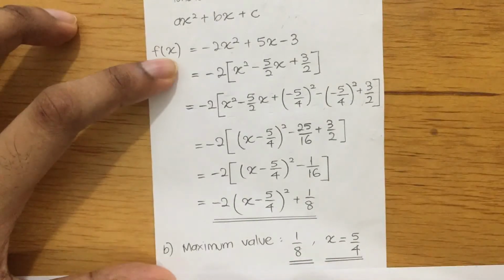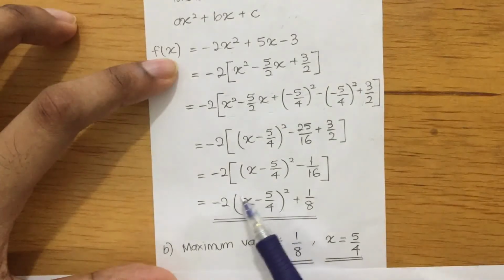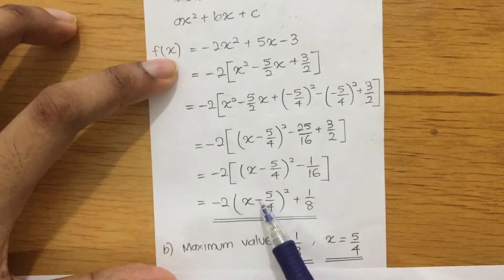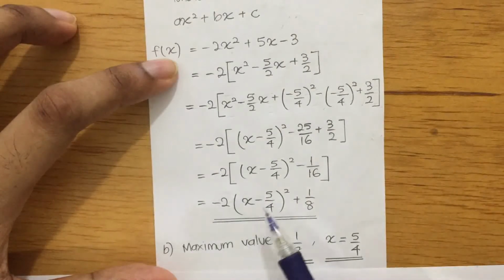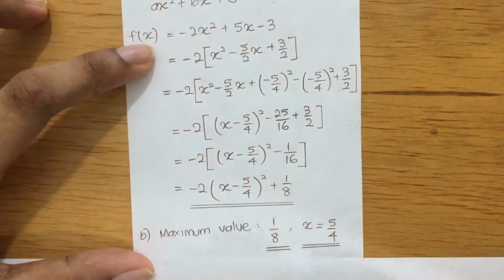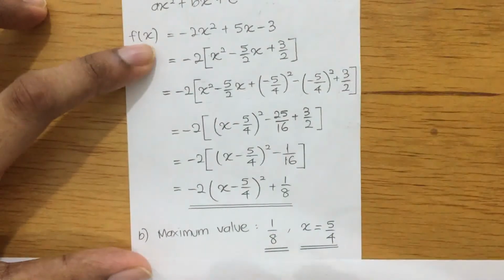Okay, how to get the corresponding x value? You use this value, guys. You set x minus 5 over 4 equals to 0. You are calculating for the axis of symmetry. So from here, you get x equals to 5 over 4. So this is your corresponding x value, guys.